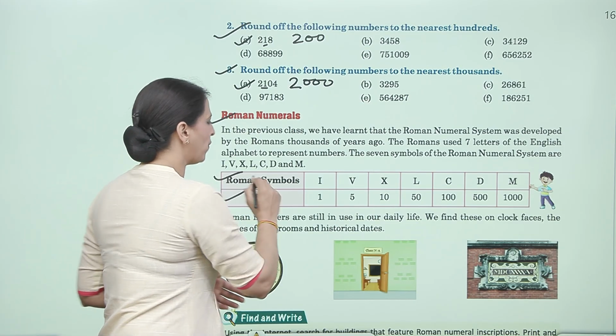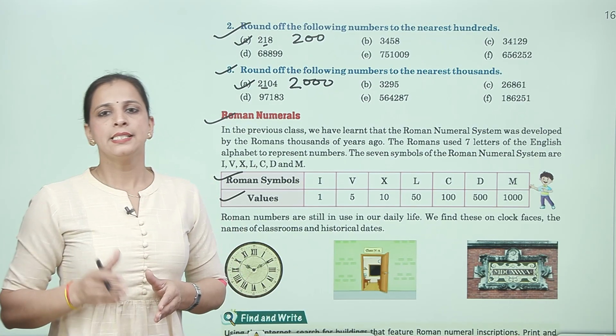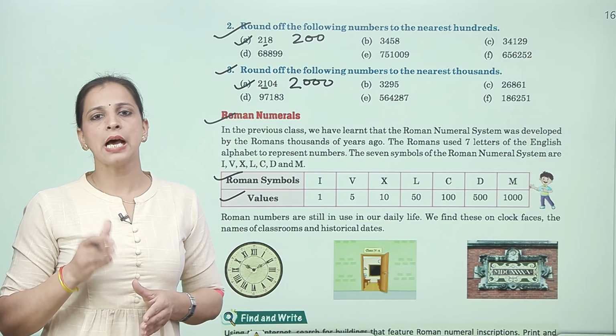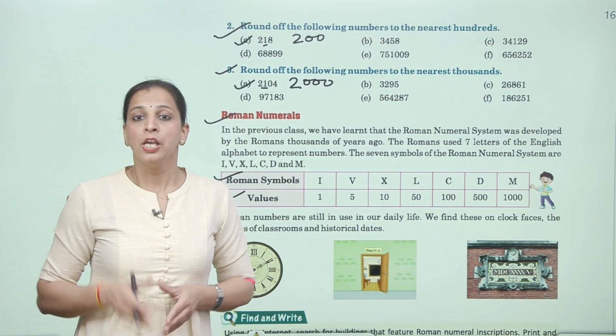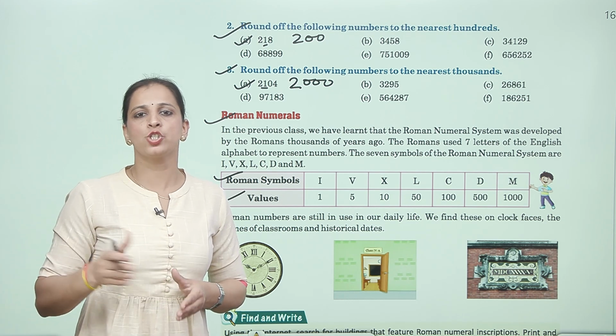Roman symbols and their values. I is for 1, V is for 5, X is for 10, L is 50, C is 100, D is 500 and M is 1000. Roman numbers are still in use in our daily life. We find these on clock faces, the names of classrooms and historical dates.